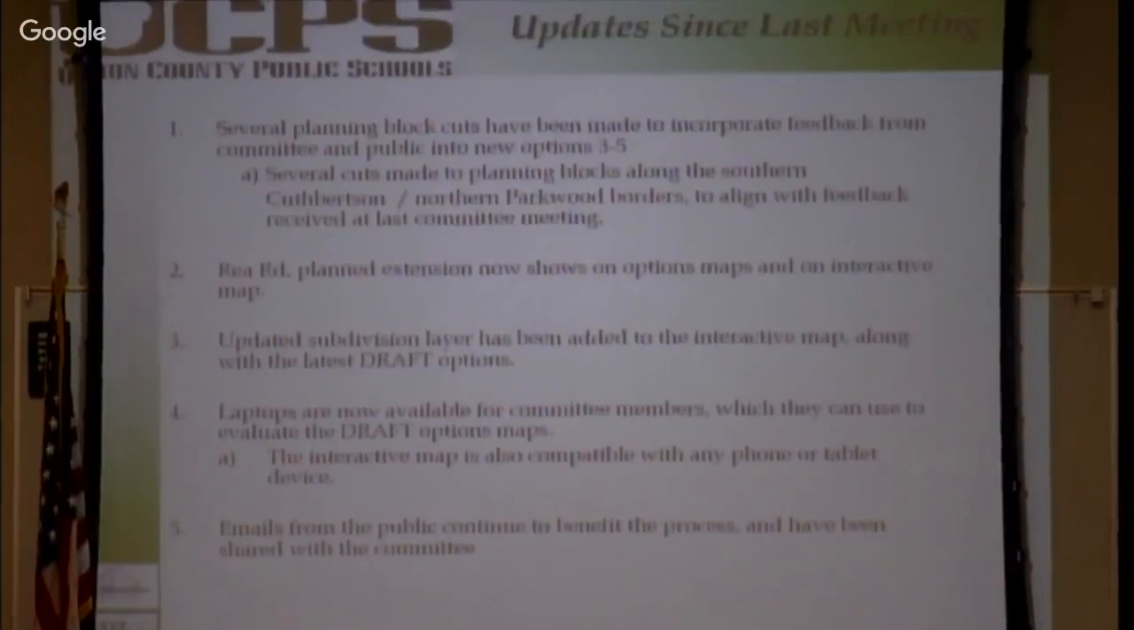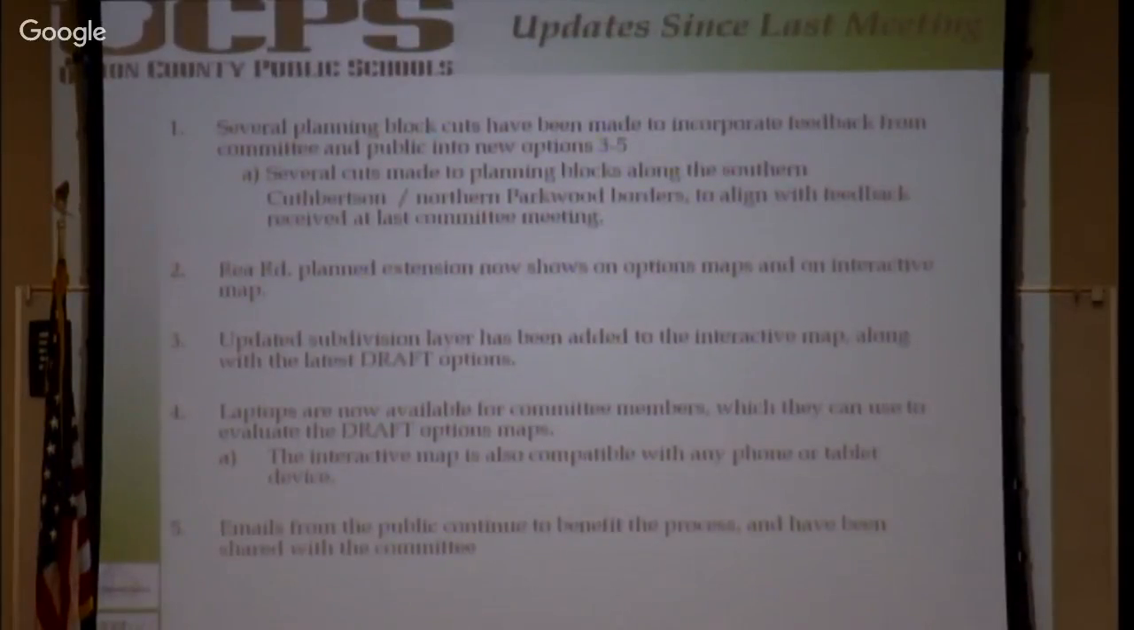I've also shared emails. We've received a good number of emails, about 300 or 400 emails since the last committee meeting. I've been tracking those, and I've emailed you the raw emails. I've also done some analysis of those emails to identify neighborhoods and communities that have concerns and how they are played out in the various options. So hopefully that's helpful for you to see.